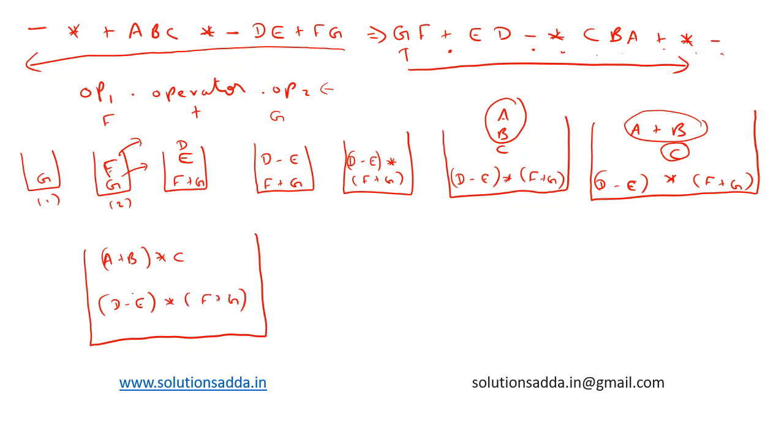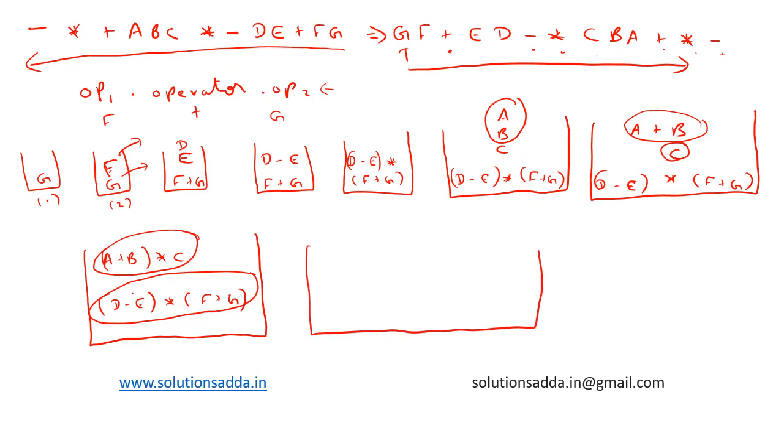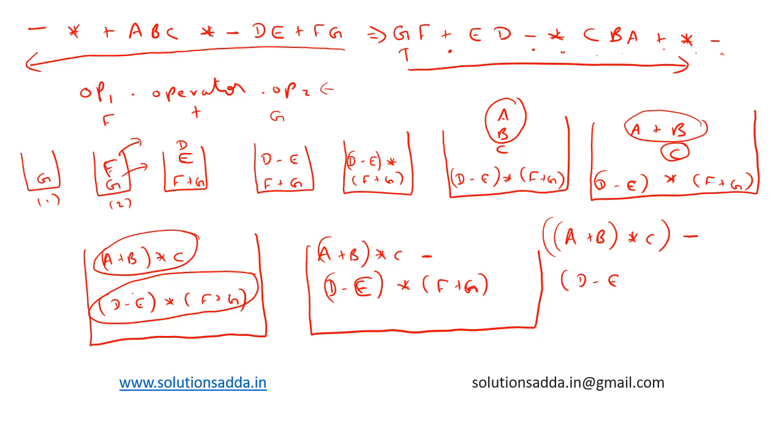Now we see minus. So we pop these two operands and push the next operand into the stack, that is A plus B star C minus, and I'm writing the next remaining part here, D minus E star F plus G. So this would be the final expression. The final expression would look like this: A plus B star C minus D minus E star F plus G.